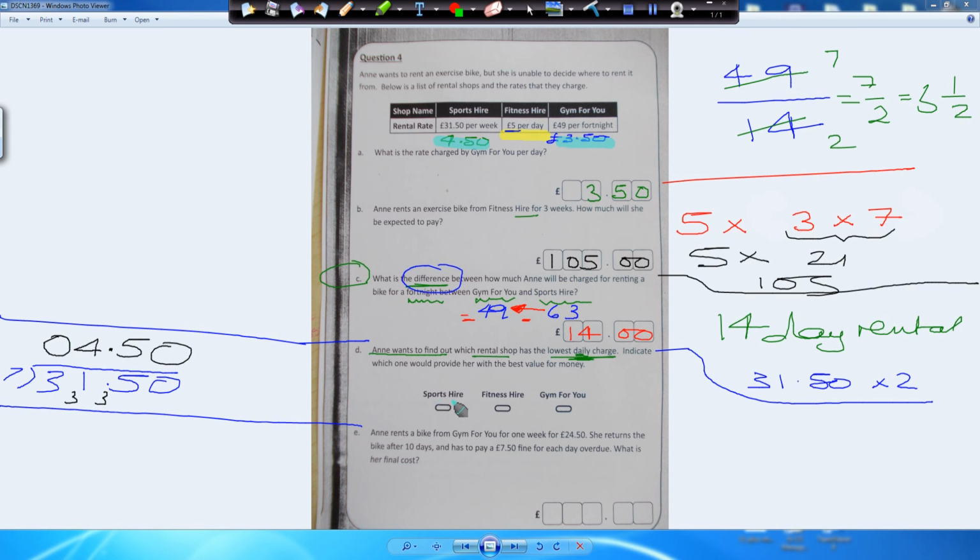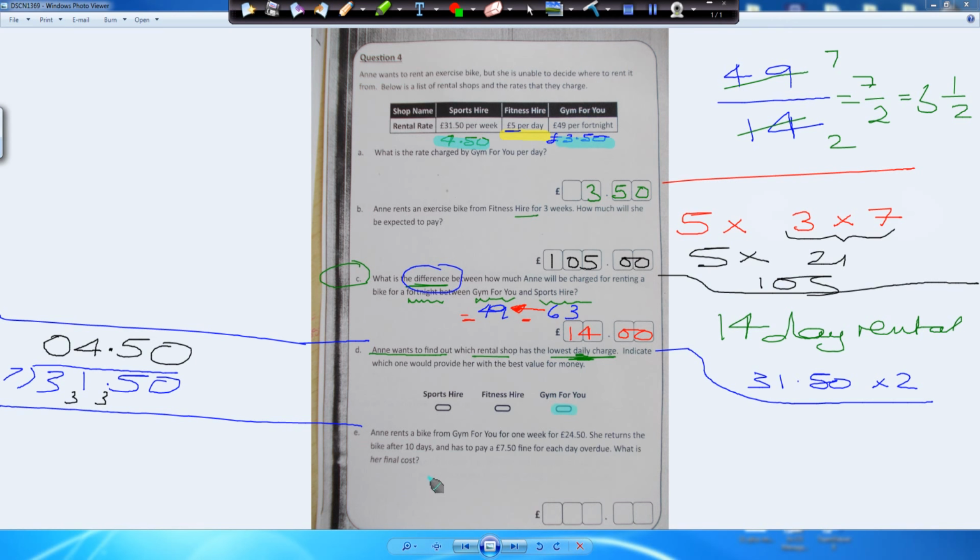Now, the question says, which of them is the best value for money? So what does that mean, the best value for money, Huzaifa? Are they talking about the most expensive or the cheapest? The cheapest. Which is the cheapest out of the £4.50, £5 and £3.50? Gym for You. So here's Gym for You. We're just going to highlight it in. There we go. That's done.